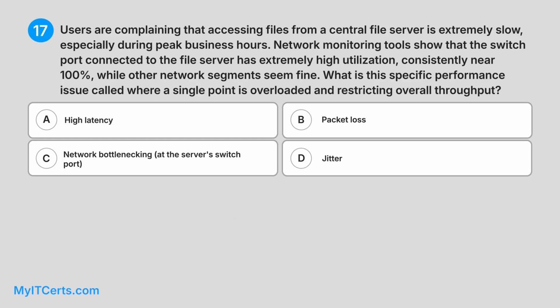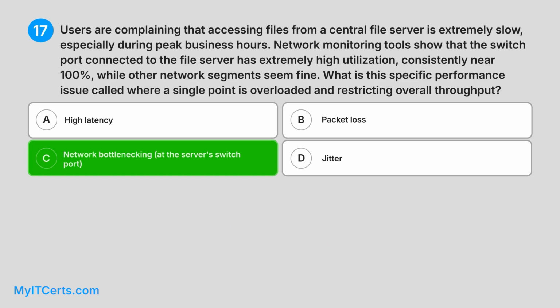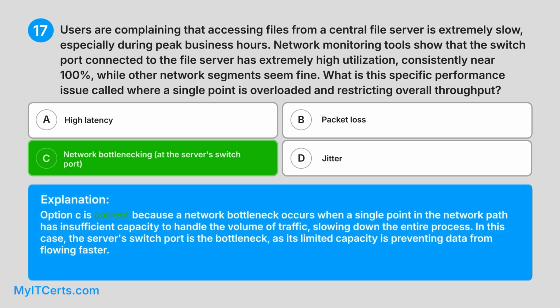Correct answer, C. Network bottlenecking at the server's switch port. Explanation. Option C is correct because a network bottleneck occurs when a single point in the network path has insufficient capacity to handle the volume of traffic, slowing down the entire process. In this case, the server's switch port is the bottleneck, as its limited capacity is preventing data from flowing faster.